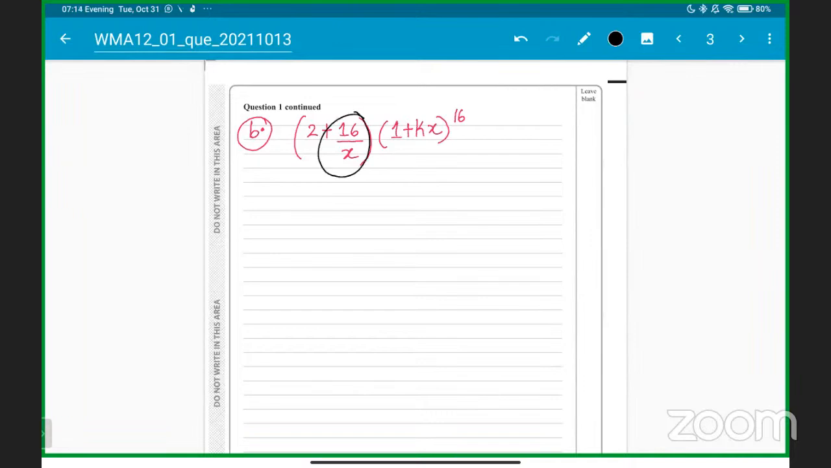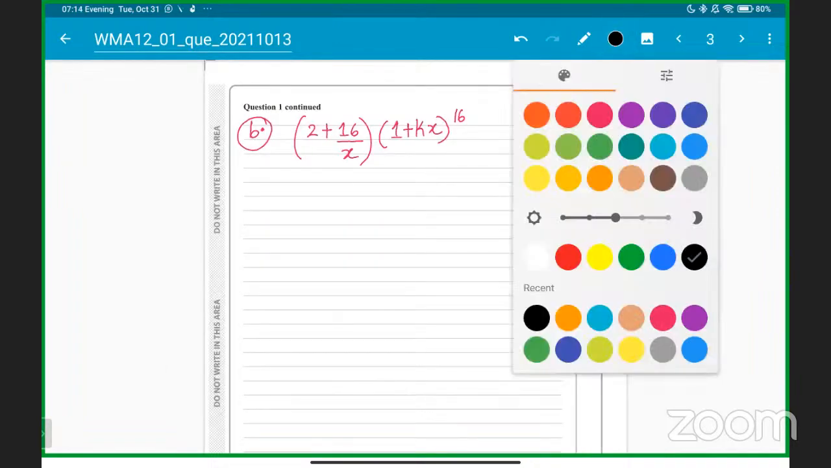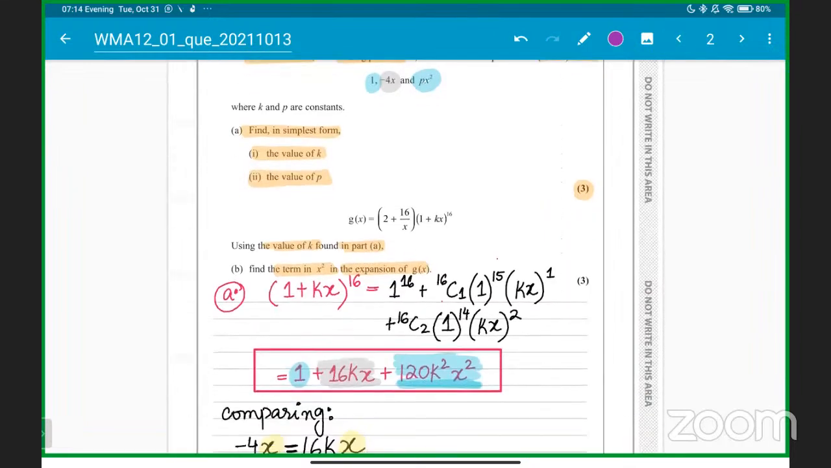And we have to multiply 16 over x with such a number that we get x square, okay? So let's write it down. We already have done it in the ascending order in the previous part. So 2 plus 16 over x, multiplied by what? 1 plus kx to the power 16.